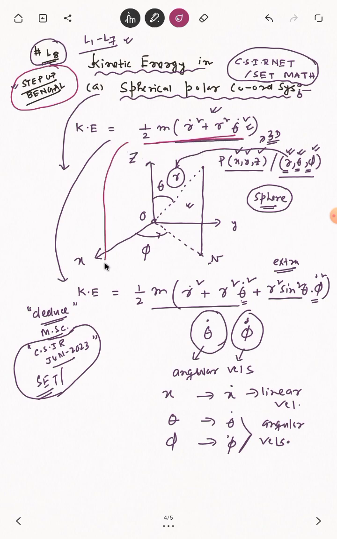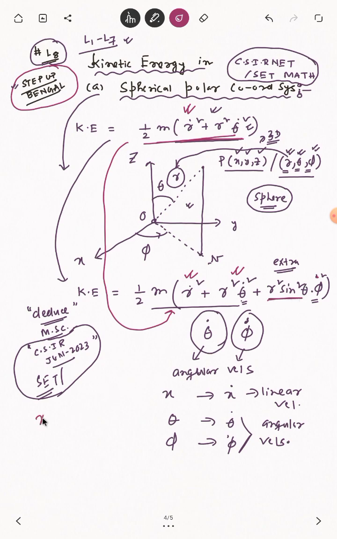if it is extended to spherical polar coordinate system, this r dot will remain unchanged, r square theta dot square will remain unchanged. The new quantity phi dot square should be introduced by the similarity of theta dot. So we will replace r by r sine theta and get the result.